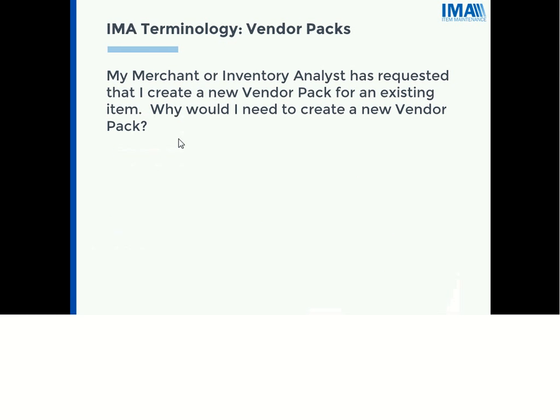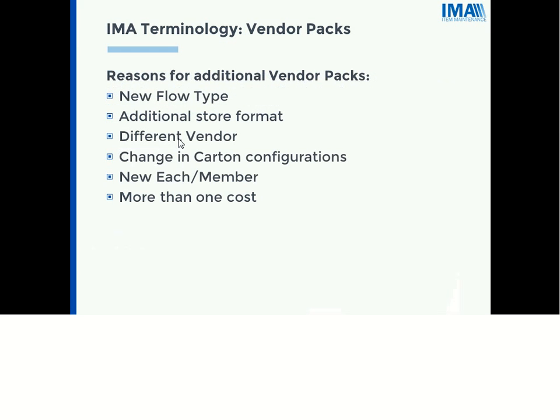All right, so I have a scenario here. My merchant or inventory analyst has requested that I create a new vendor pack for an existing item. Why would I need to create a new vendor pack? There are a lot of reasons you may create additional vendor packs for existing items. It could be that you need a new flow type. If you've been shipping BC and now we want you to do DSD, direct to store, you cannot change the flow type on an existing item. You would have to create a new vendor pack with that new flow type.